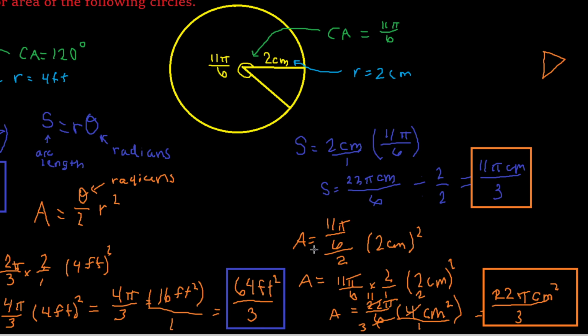And then with the sector area, it's 11 pi over 6 divided by 2 times the quantity of 2 centimeters squared. So we do our keep change flip, 11 pi divided by 6 times 2 over 1 and 2 centimeters squared. You do your simplification. This time we just went ahead and simplified, so we didn't have to do anything funny, and made our time easier. And that's basically sector area and what we're doing.